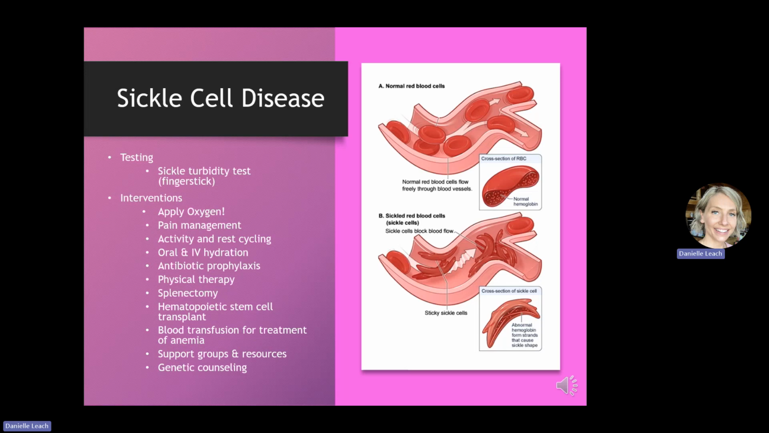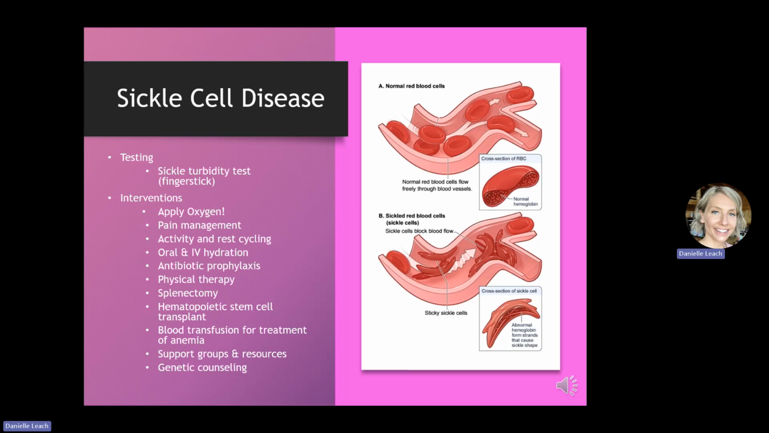They may need oral and IV hydration. A common cause of a sickle cell crisis is being dehydrated. If you can think of having all these sickle-shaped cells floating around the bloodstream and less water in that, it's going to be easier for them to clump together and cause a vaso-occlusive crisis. One thing we can educate them about is staying hydrated on a day-to-day basis. But if they come into the hospital, they're probably going to have IV fluids running.